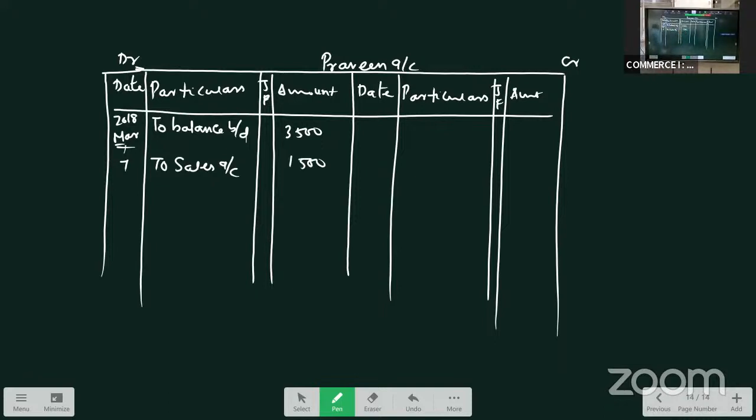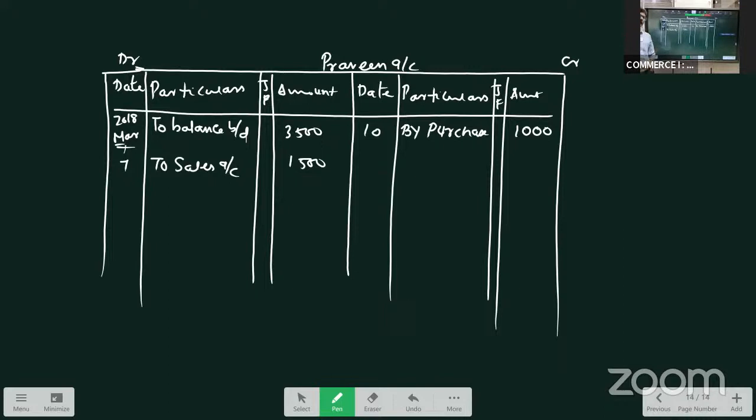Next transaction is purchase goods from Praveen. We are purchasing from Praveen. So goods are going away from Praveen. Praveen is the giver. So by purchase. How much? 1,000 rupees. By purchase account, 1,000 rupees.